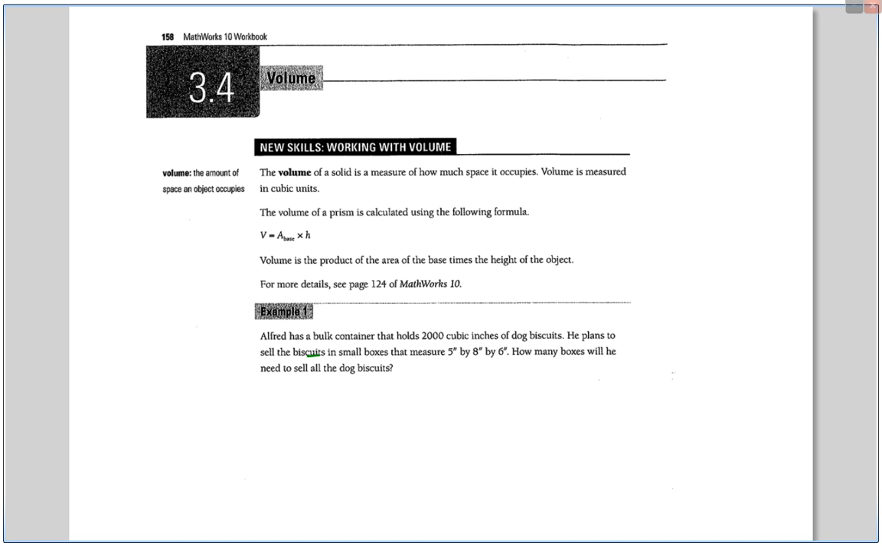Okay, so here we are, 3.4. This is the last section for chapter 3. It's called volume, and volume is space that occupies a 3D shape.